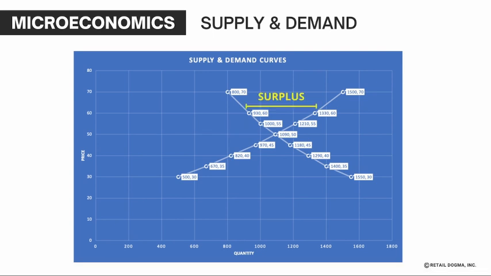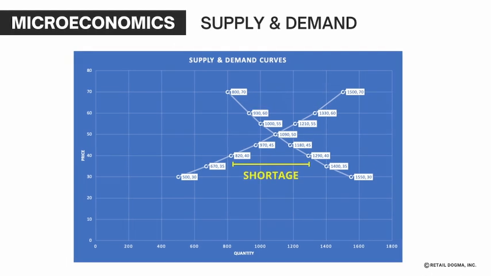At a price higher than the equilibrium price, the quantity supplied by suppliers will be higher than the quantity demanded, and so there will be an excess supply or surplus. At a price lower than the equilibrium price, the quantity supplied will be lower than the quantity demanded, and so there is going to be an excess demand or shortage.